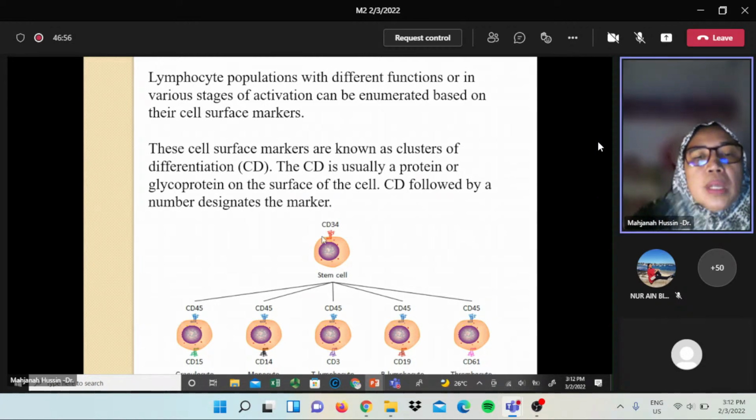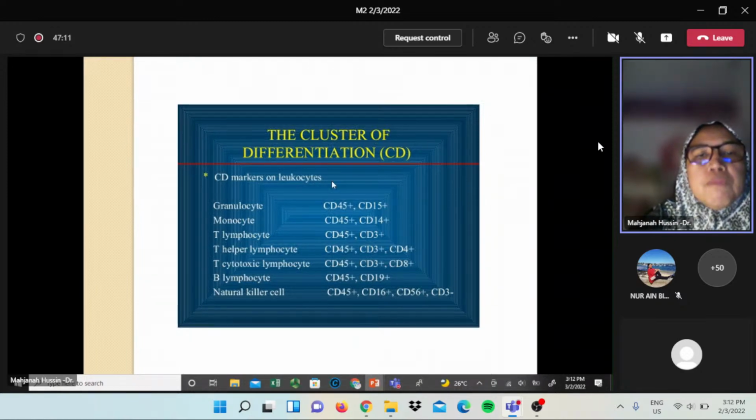So here is your stem cell, and then they will differentiate into many types of cell, and you either name the cell by the CD that can be recognized or by the cell itself. For granulocyte, normally it has the marker CD45 and CD15++. So they have both CD45 and CD15. If the cell has CD45 as well as CD14, that belongs to monocyte.